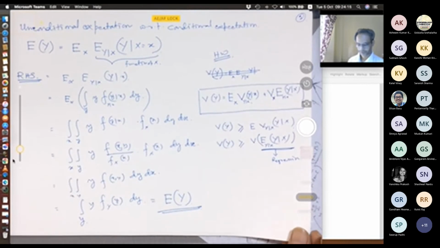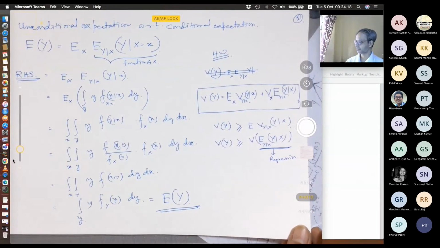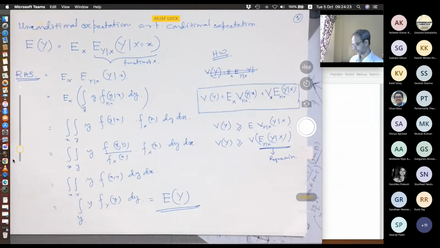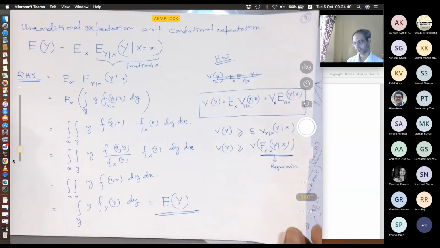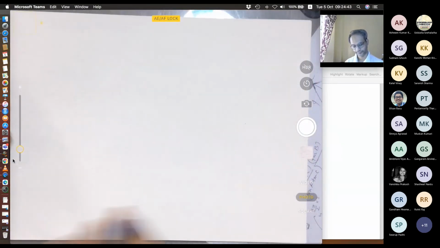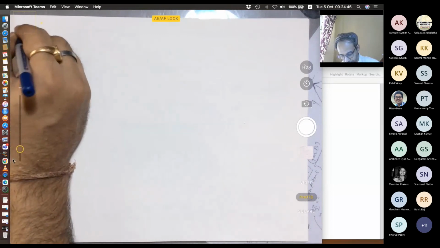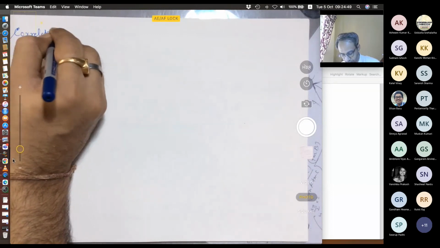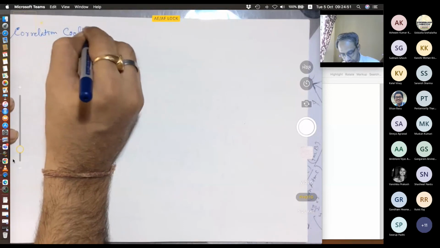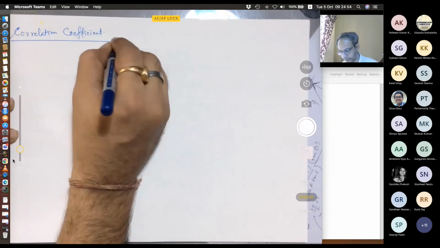Okay, so conditional expectation and conditional variance are done. Now we are going to another important aspect, which is very often used and very often misused. So let us talk about the correlation coefficient.